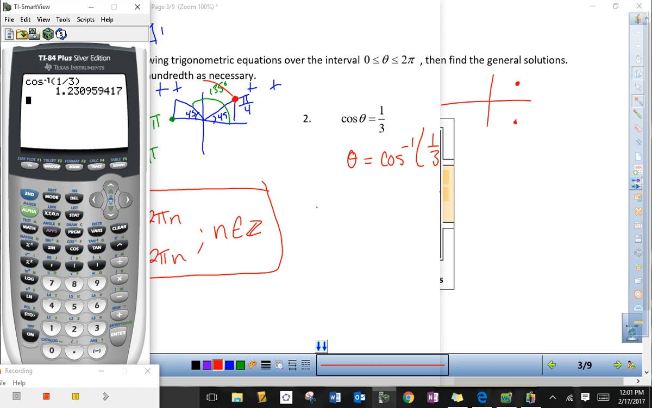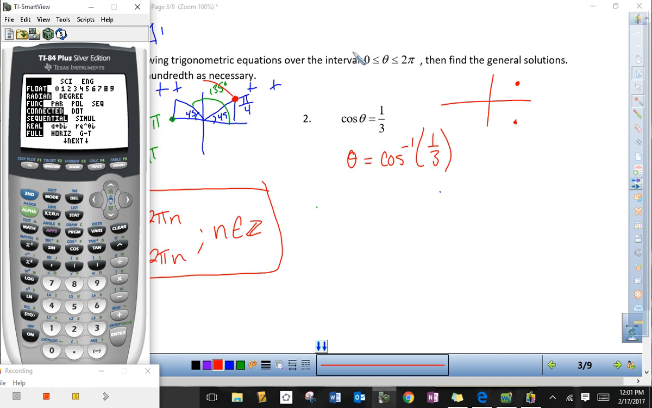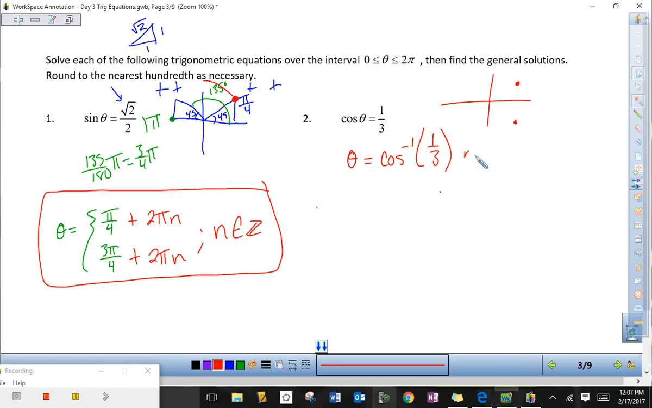So approximately 1.23. Now I'm going to show you what mode I'm in here: radians. Normally we're not used to using radians when we find the inverse, but in this case we wanted our answer in radians because we wanted it from 0 to 2 pi. So if you didn't get that answer, change your mode over to radians and do it again. We've got approximately 1.23. That's my angle in this triangle here.